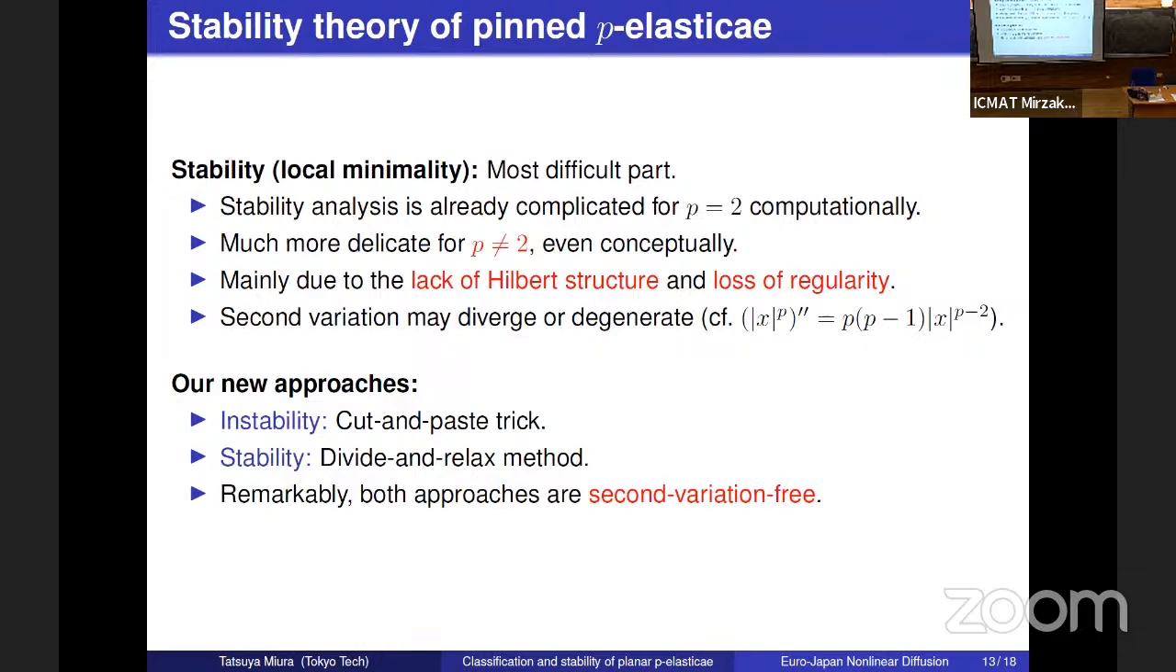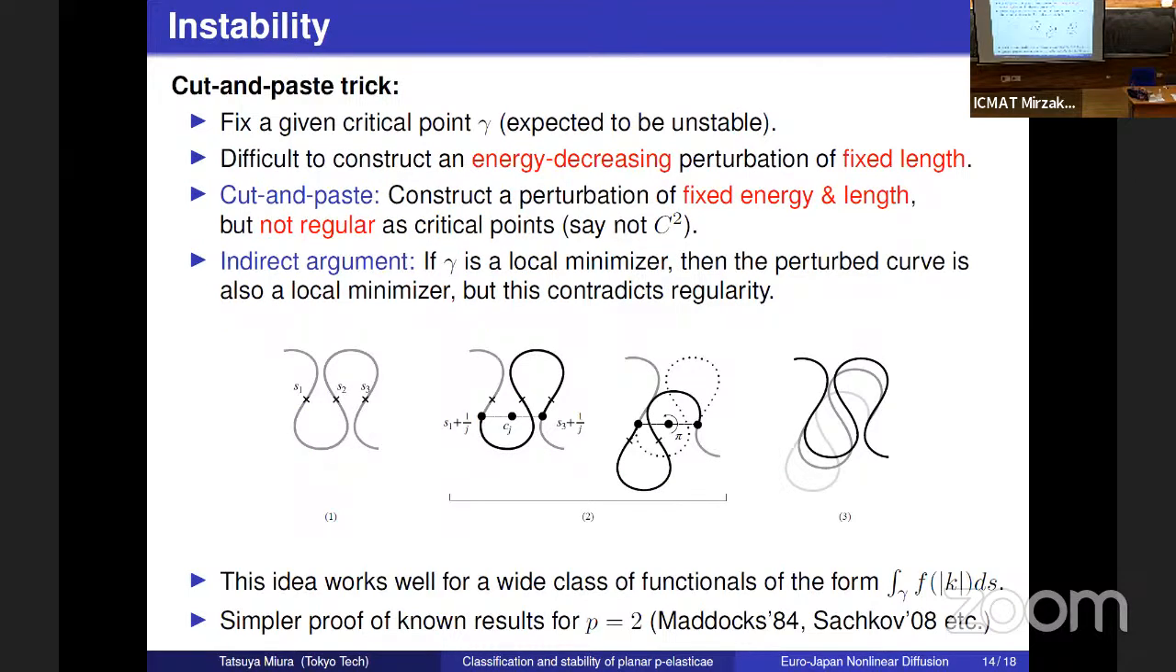Okay, first of all, in the context of instability, we have developed a kind of trick which we call the cut and paste trick, and in stability we developed a kind of divide and relax method. Now, in the rest of the talk, I explain this method. So, for example, I talk about instability, and to prove instability, we prepare a given critical point, and we want to prove the instability of this one.